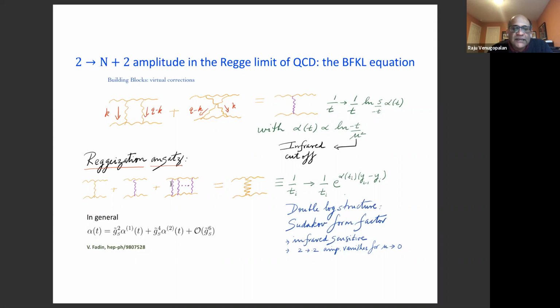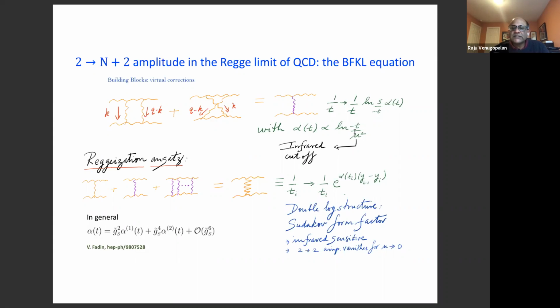And that's replacing this purple line by this squiggly line here. So that's the so-called Reggeon. And the statement is that the propagator goes from 1 over t, for a single rung, to 1 over t_i times e to the alpha. So you exponentiate these logs as you iterate them. And so it's e to the alpha t_i times y_i minus y_{i-1}. So y is just the log of s over t in the Regge limit. That's the rapidity. So this is the rapidity divergence here, and this is the infrared divergence.